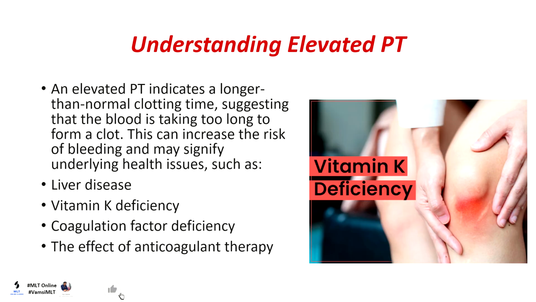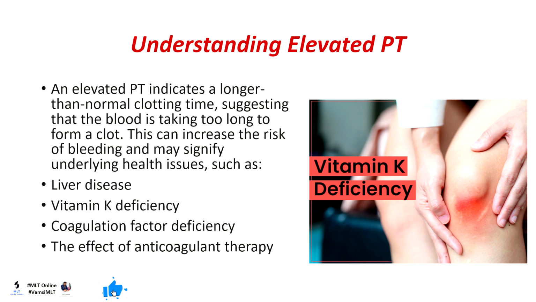Understanding elevated PT. An elevated PT indicates a longer than normal clotting time, suggesting that the blood is taking too long to form a clot. This can increase the risk of bleeding and may signify underlying health issues such as liver disease, vitamin K deficiency, coagulation factor deficiency, or the effect of anticoagulant therapy.